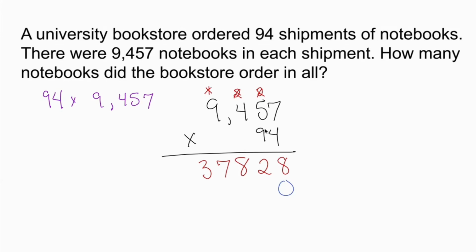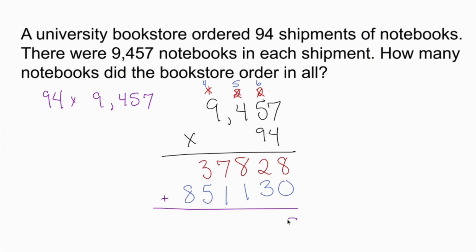Ugly numbers here. So 9 times 7 is 63. Write out your 3, carry over a 6. 9 times 5 is 45. 45 plus 6 is 51. Write out a 1, carry over the 5. 9 times 4 is 36. 36 plus 5 is 41. Write out your 1, carry over a 4. 9 times 9 is 81. 81 plus 4 is 85. And since that's our last number, we're going to write out all of 85. Now we add these two numbers up.